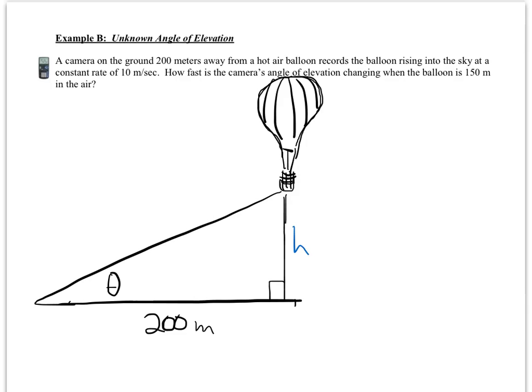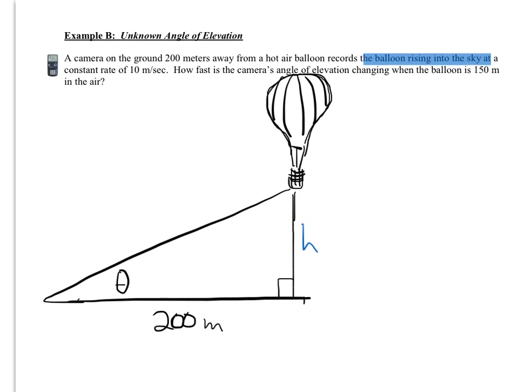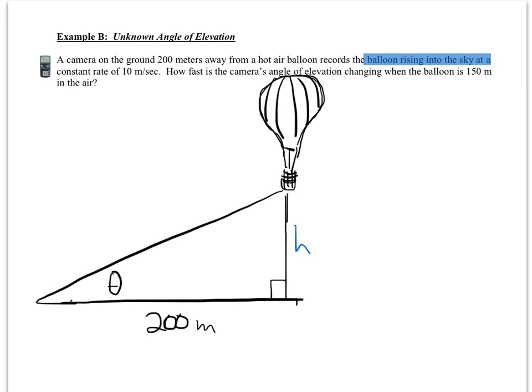200 meters, that is a constant. However, they tell us the balloon is rising at a constant rate of 10 meters per second. I just realized this word constant can be a little bit tricky. I know the word says constant, but that's not a constant. It just means that while the balloon is rising in the air, we need to talk about its rate. So that would be dh dt equals 10 meters per second.